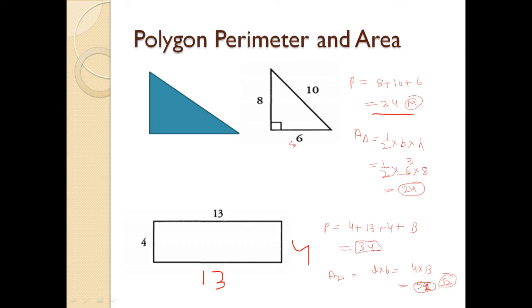So the area of a triangle is 1 by 2 base into height, and the area of a rectangle is length into breadth. If we want to prove why this is length into breadth, we can convert this rectangle into two triangles. Then we can add the area of this triangle and the area of this triangle. As we know, the area of a triangle is 1 by 2 base into height, 4 into 13. Similarly for this triangle, the area will be 1 by 2 base into height, so we have to double this.